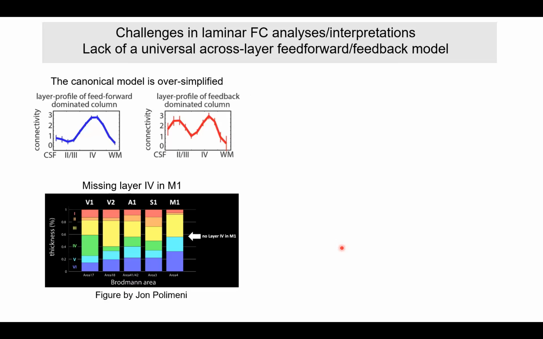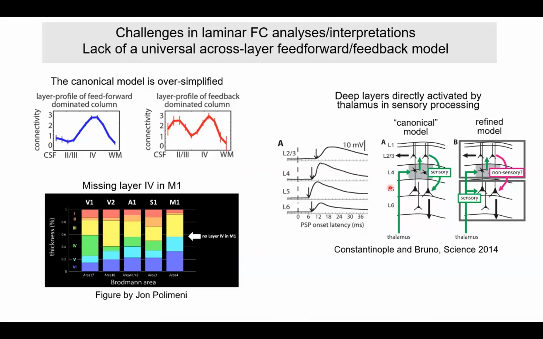And finally, we really lack universal cross-layer feed-forward and feedback models, as shown here. For instance, there are some regions that lack layer 4, so in this case, the canonical model wouldn't apply. And here is an example where they show that if you measure the post-synaptic potentials in layer 5 and layer 6 post-stimulus, they actually get faster than the post-synaptic potential in layer 4, basically suggesting that deep layers can be directly activated by the thalamus without the sensory processing.